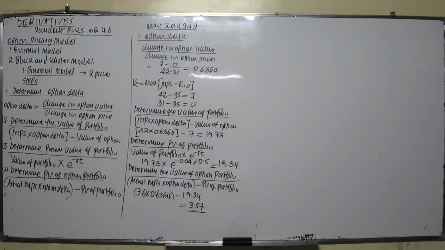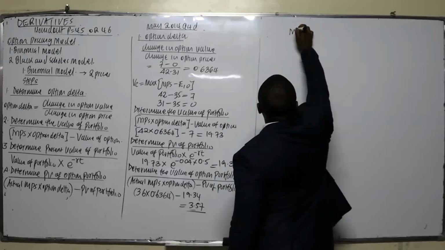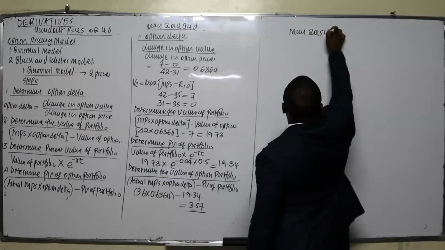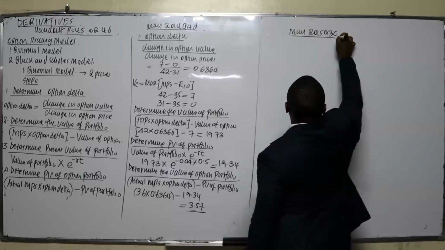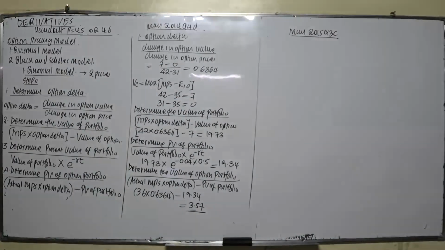So I want you to understand that. May 2015, question 3C. You do it now. I'm coming to mark. For the honest student, once you do that, you submit your answer. The last one. I don't want the working.